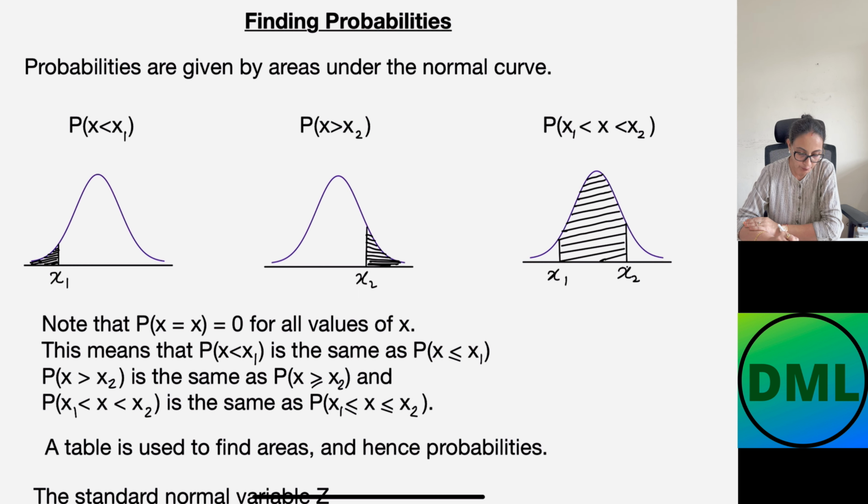This means that probability x less than x1 is the same as probability x is less than or equal to x1. Probability x greater than x2 is the same as probability of x greater than or equal to x2. And probability of x greater than x1 and less than x2 is the same as probability of x greater than or equal to x1 and less than or equal to x2. A table is used to find areas and hence the probabilities. So to find these areas and probabilities, we have to use the normal distribution table.